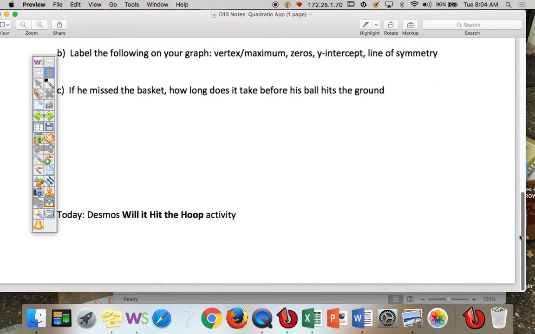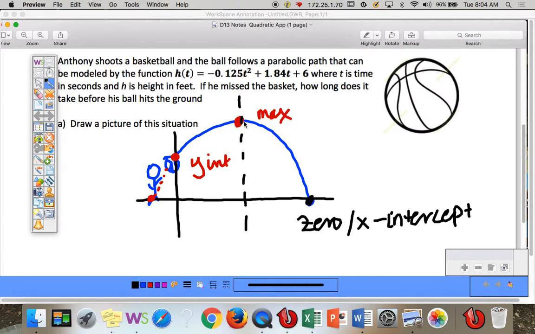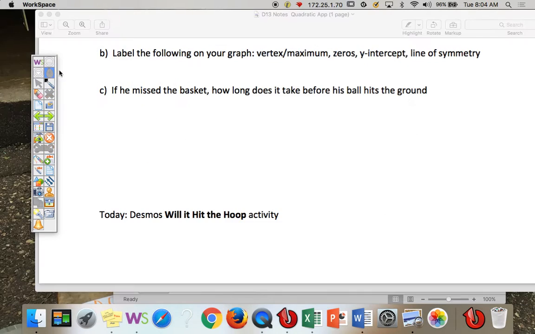If you miss the basket, how long does it take before the ball hits the ground? So you have to ask yourself, are you looking for the vertex, where it changes direction, or are you looking for the zeros, the x-intercepts, where it hits the ground? So we're looking for the x-intercepts down here. Using this equation, we can do it a few different ways. We could use the quadratic formula. We could try to factor this, which would be kind of hard, or we could graph it. So let's use the quadratic formula since we've been practicing that.